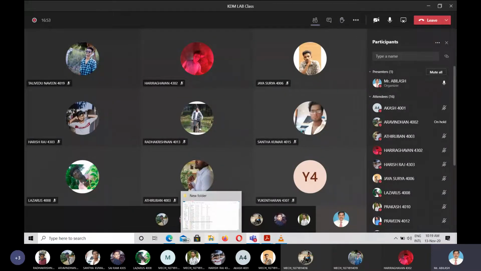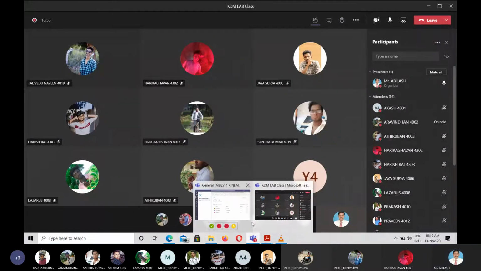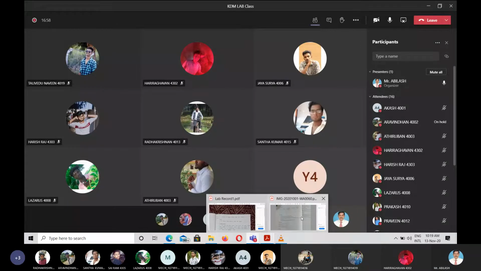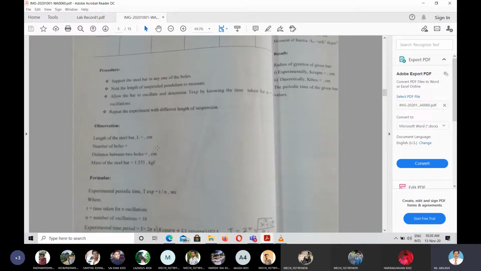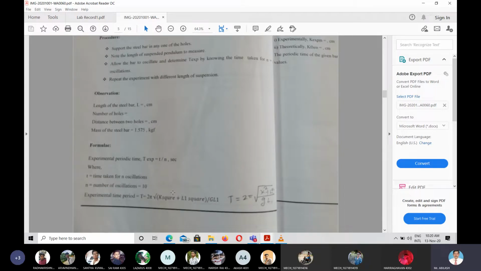Here let me discuss the compound pendulum. This may be the tabular column. We are going to insert the compound pendulum on the knife edge. There are two positions, so you need to measure the positions with respect to the center of the pendulum. You note that here, and you are going to take the time taken for 10 oscillations. The remaining parts are calculations. So this is the required tabular column, and these are the formulas to calculate.